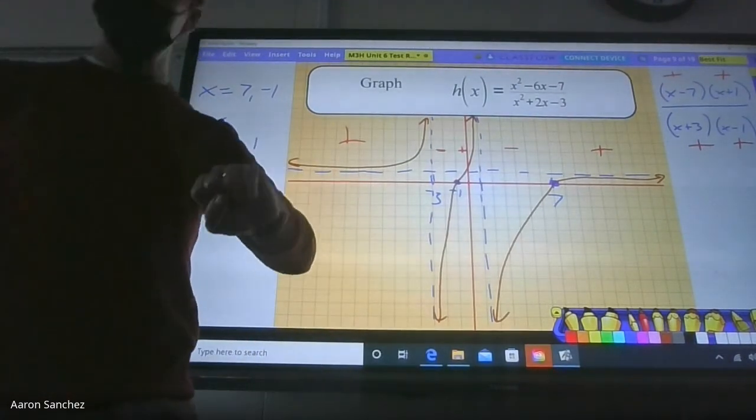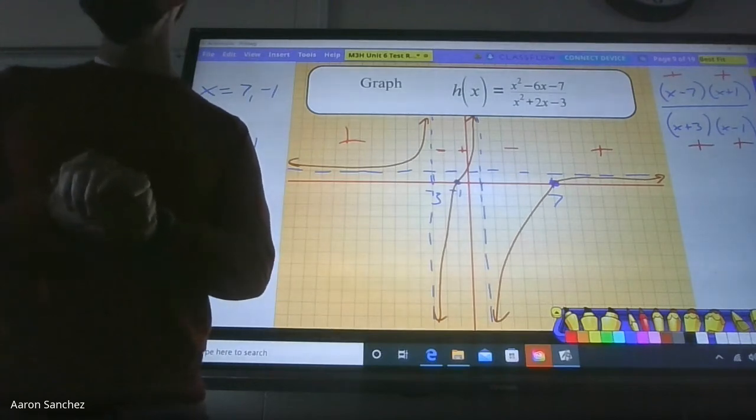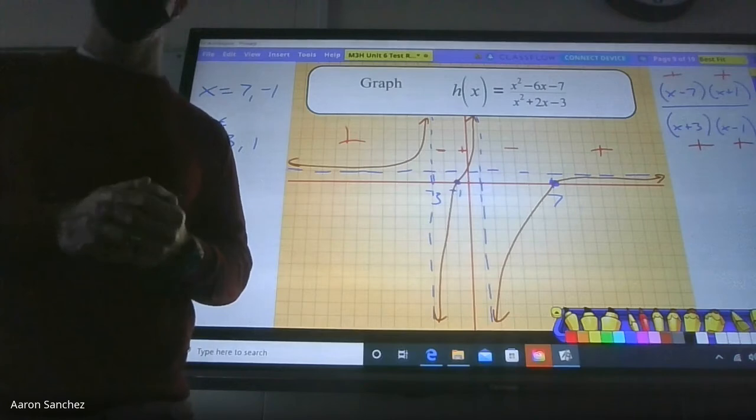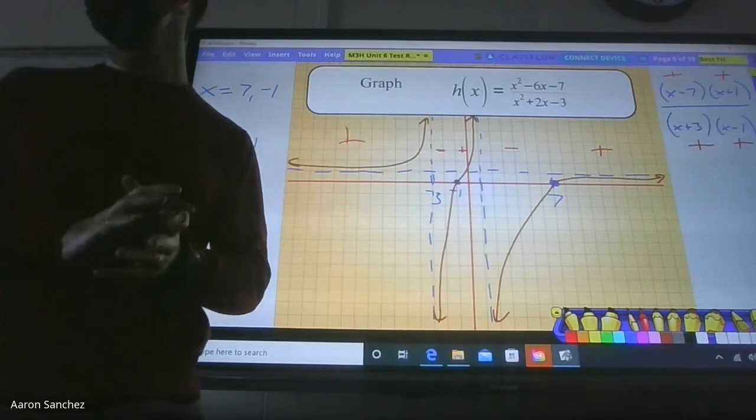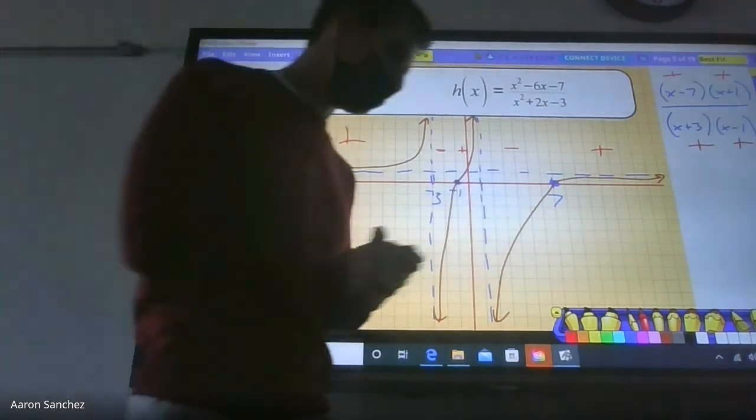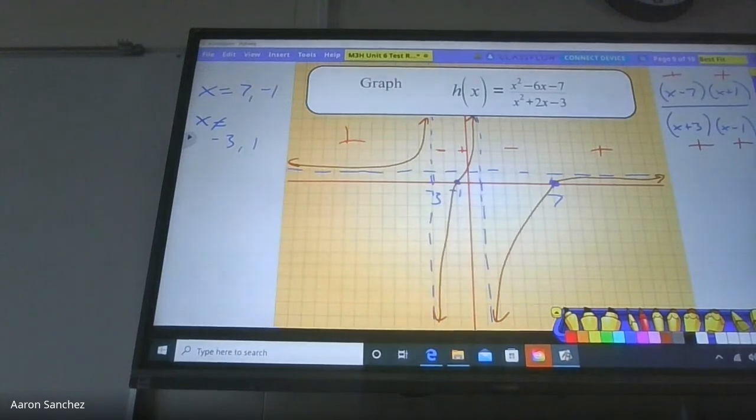I have one more to do. What do you guys think? I'll let Mari. You know what I was doing? I was thinking to multiply the bottom instead of the top. That's why I was thinking.